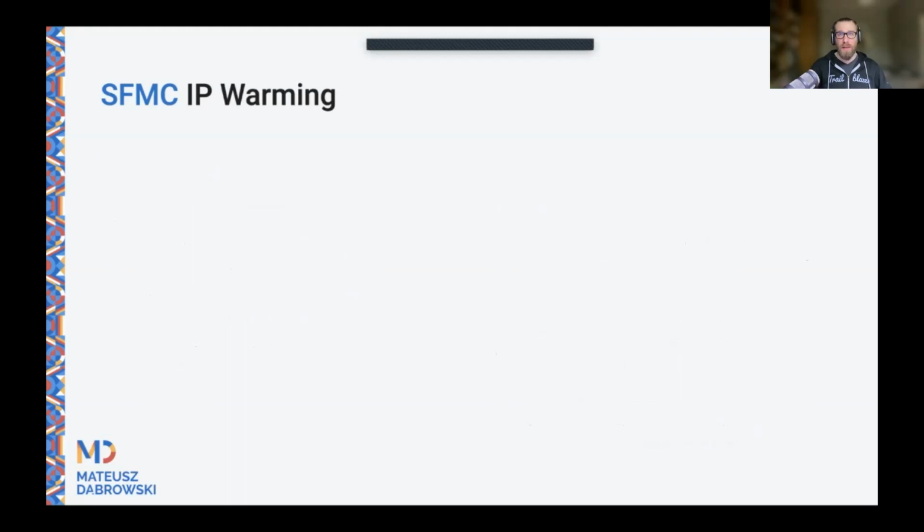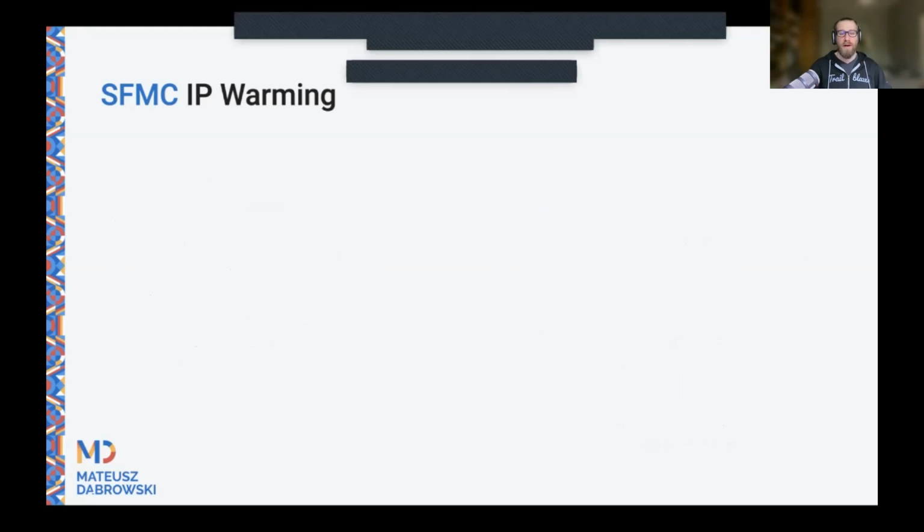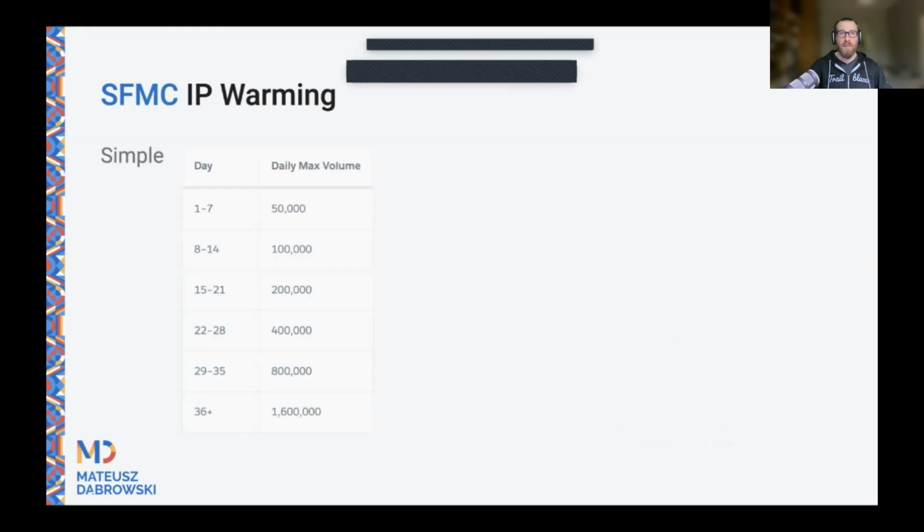And now going to this last slide, IP warming. This is probably the answer to many questions. There are generally two approaches. One is the simple one, which just says, okay, let's send 50,000 a day for the first week, double for the next week, double for the next week, and go until you hit the target volume that you are planning.